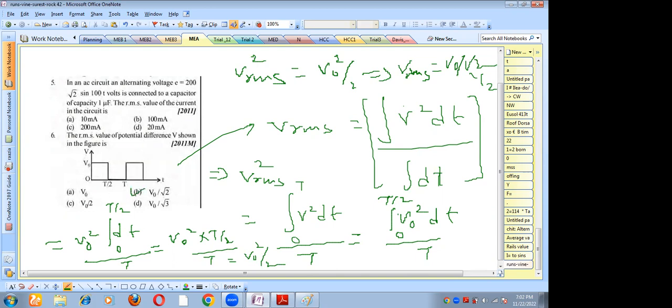Yes, your answer was correct. But fortunately, I think we directly applied that formula. Here, fortunately the same value comes, but we have to apply this method. Getting my point?